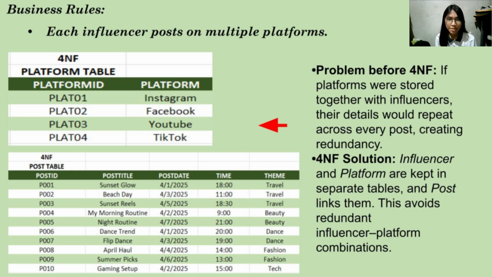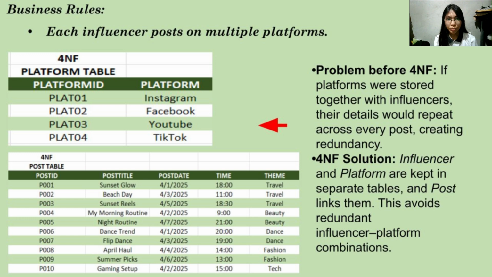So, in our database, influencers can create multiple posts, and each post is tied to a single platform. If platforms were stored together with influencers, their details would be repeated in every row. By separating influencer and platform into their own tables and linking them through the post table, 4NF avoids redundancy and ensures influencer-platform combinations are stored properly.